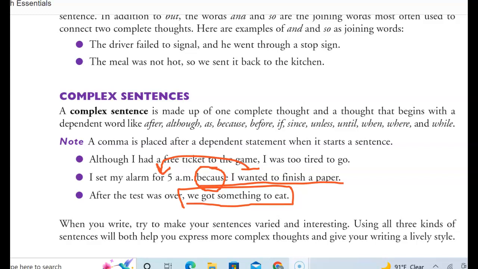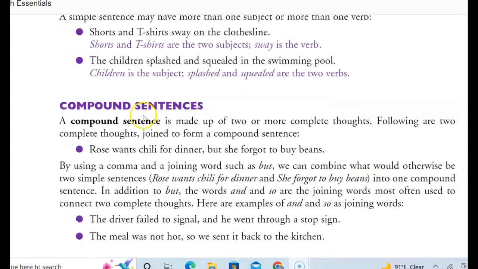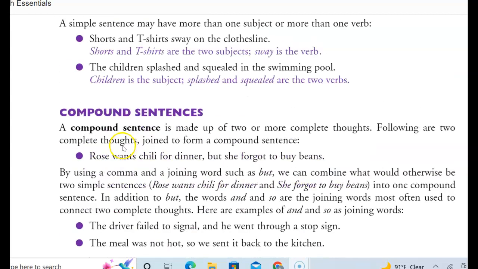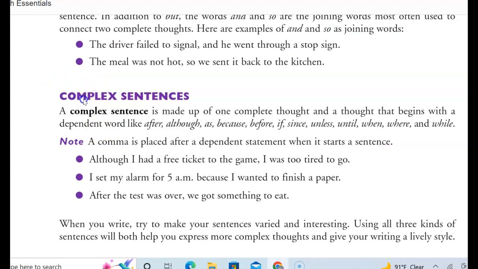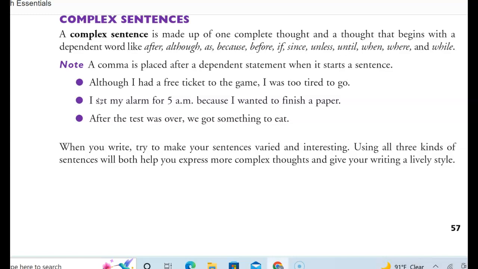Let's see. After the test was over. Does that make sense? No, we need more information. This is dependent. It's dependent on this sentence here. So you have a dependent and independent. That's why it's complex. Up here, remember, these are independent, and these are independent. Remember, they're complex because they have a dependent clause in them. Okay, and let's continue.